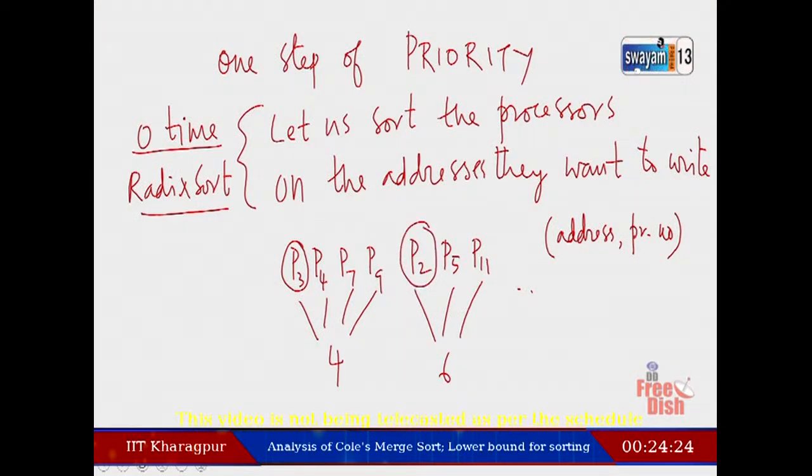So all this selecting of the processors comes for free on the parallel comparison model, and therefore the writing itself can be done in order 1 time. Now after the processors are selected, which means one step of the priority CRCW PRAM can be simulated on a parallel comparison model in order 1 time. What this establishes is that any lower bound that we prove on the parallel comparison model will also apply to all the PRAM models that we have been discussing.